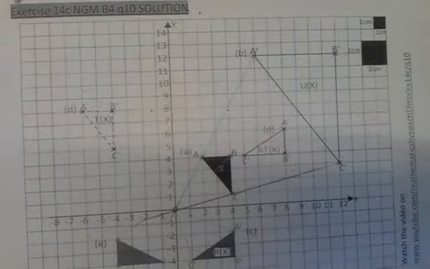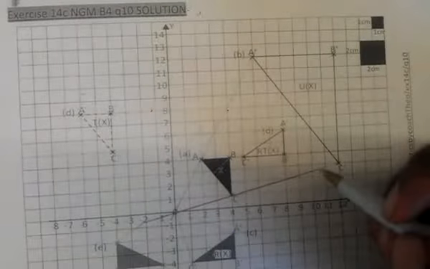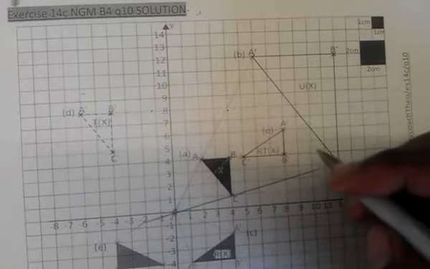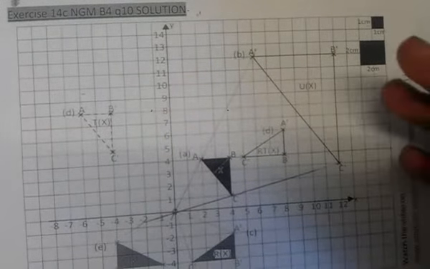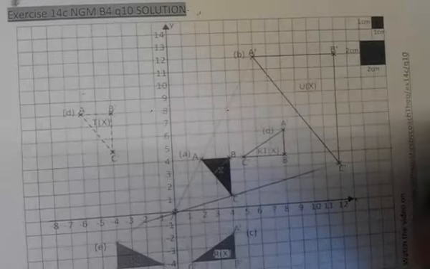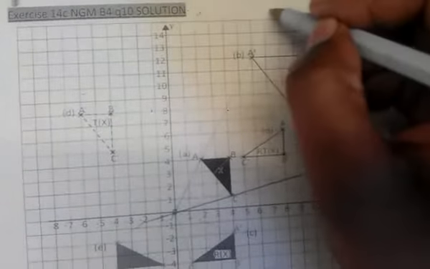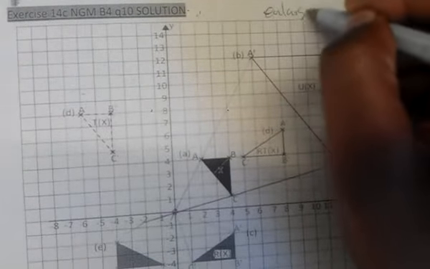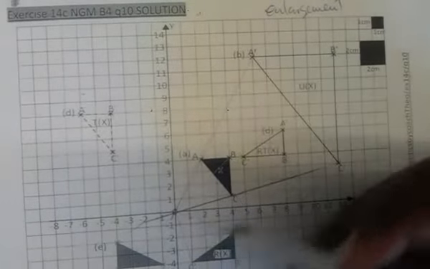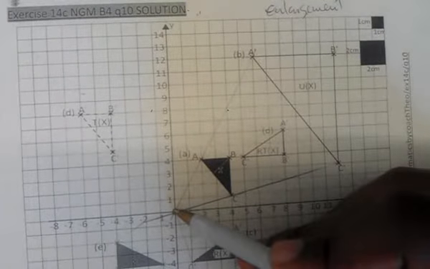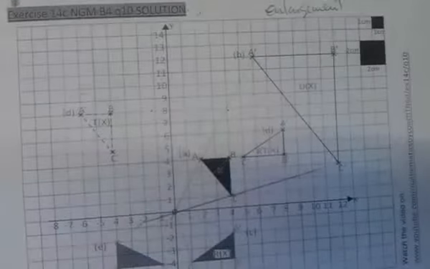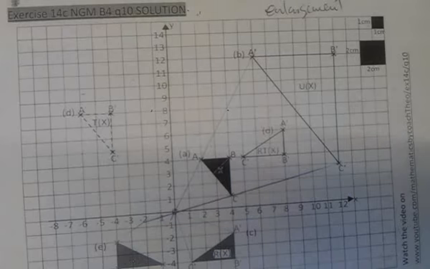So the origin is the center of enlargement. The statement gives enlargement. So, enlargement again. About the origin O is what? The origin O is the center of enlargement. So that was the scale factor. Scale factor.